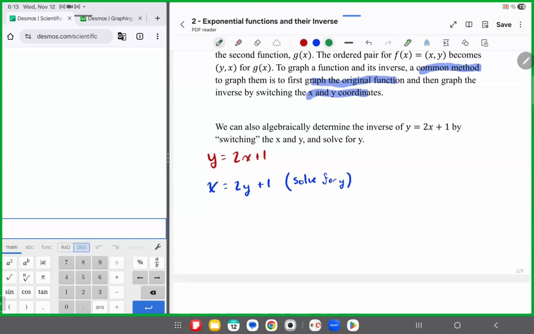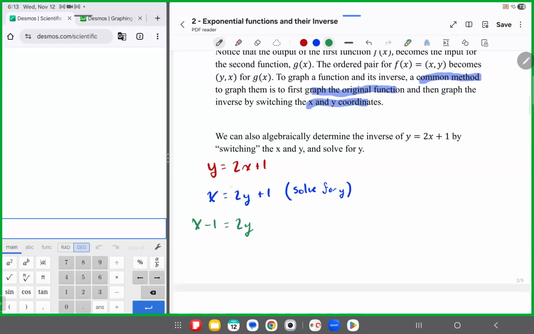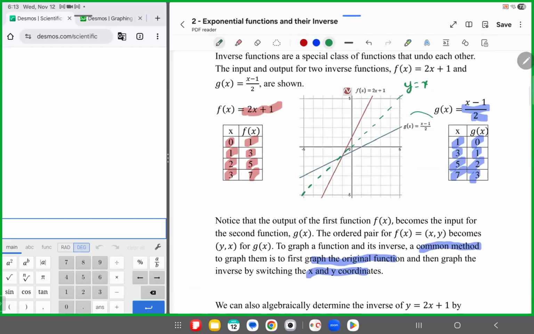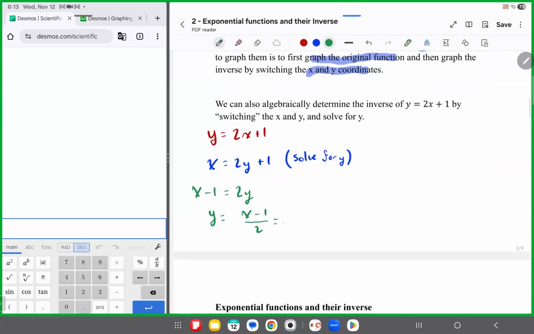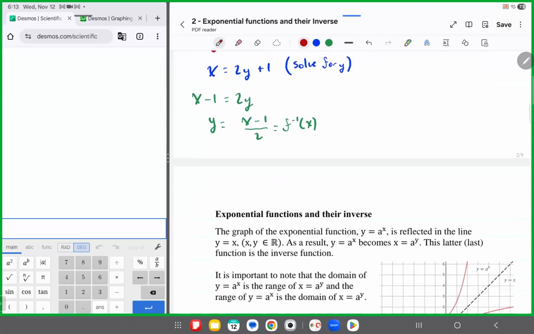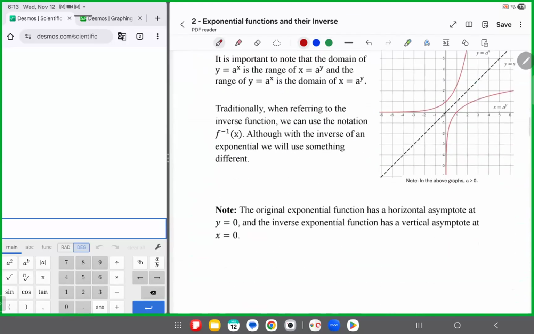Okay, so we minus 1 from both sides, so this becomes x minus 1 is equal to 2y, divide by 2, and we'd have y is equal to x minus 1 over 2. And you notice here, that's exactly the equation of the inverse. And so we would denote this with that f negative 1 term.